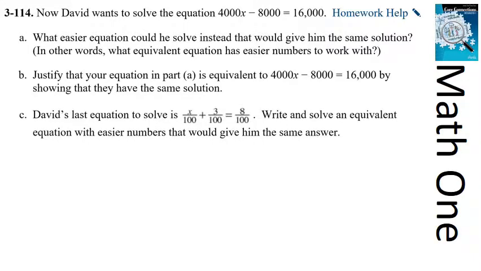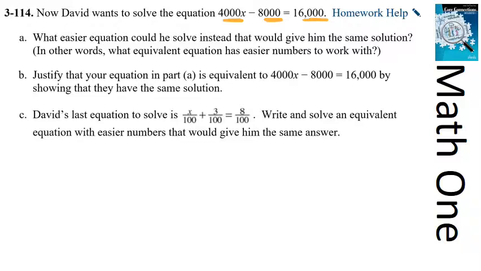Now David wants to solve the equation 4000x minus 8000 equals 16,000. What easier equation could he solve instead that would give him the same solution? In other words, what equivalent equation has easier numbers to work with? Well, as you look at this, you can clearly see that each of these numbers, 4,000, 8,000, 16,000, all of them can be divided by 1,000.